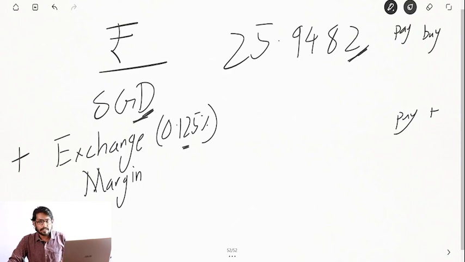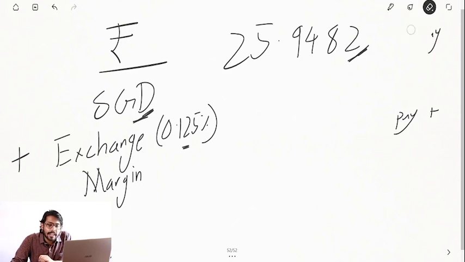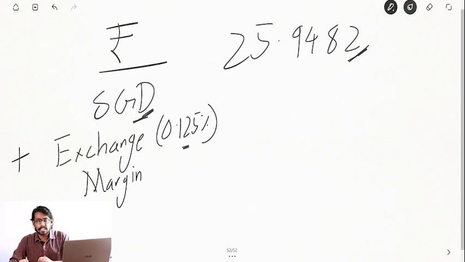If you are buying the base currency, you have to add the exchange margin. Think of it the other way. Suppose you are an exporter and you are receiving Singapore dollar. Okay, exporter, you are receiving Singapore dollar. You are selling Singapore dollar.